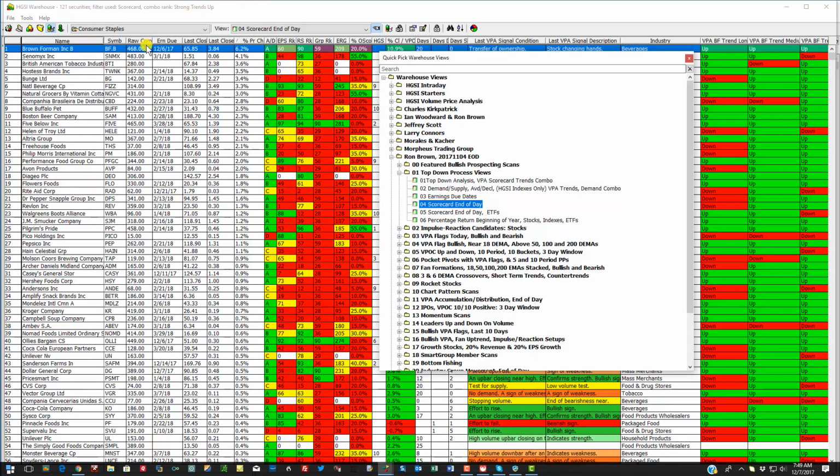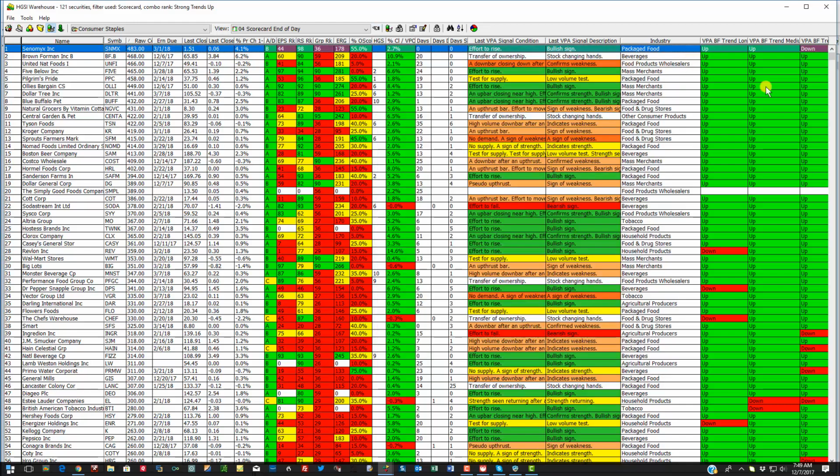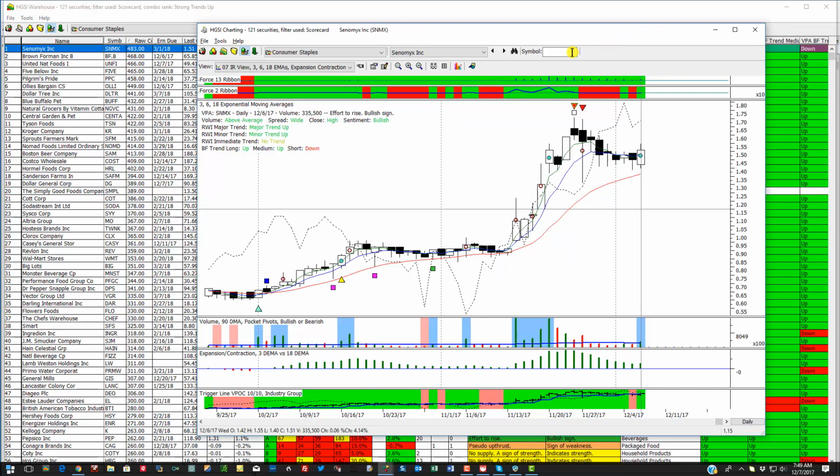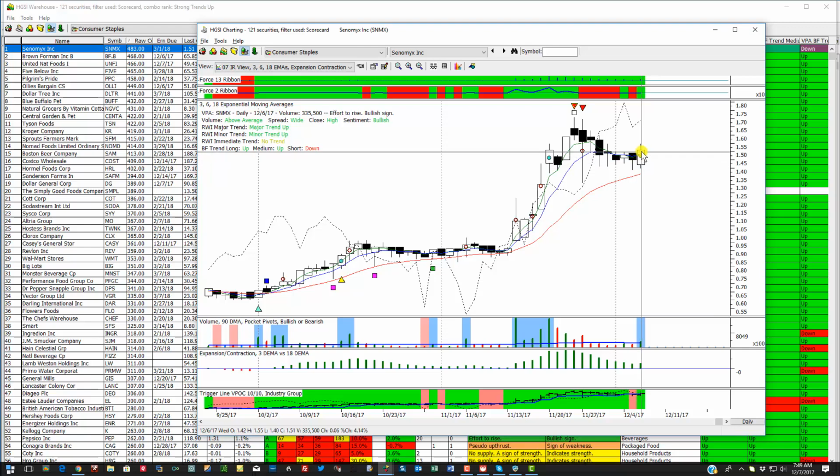This has the combo strong trends up. I'll sort on raw combo. And if you look over here to the right, you can see that this is mostly green. On the short term, this one, I'm not familiar with this stock. The short term trend was down, but what do we have here? We have a $1.50 stock, but even though it's $1.50, I'm going to look at it for the same reasons I looked at the ETF.